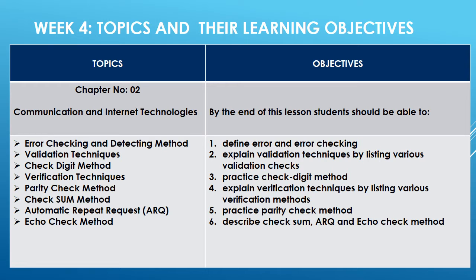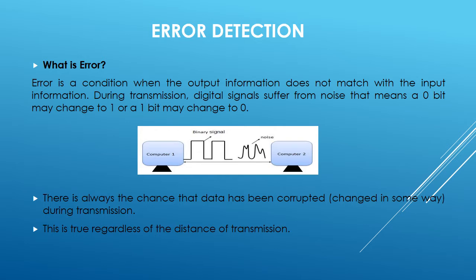So let's start the topic. Error detection. Before detecting an error, we need to know what an error is. Error is a condition when the output information does not match the input information. During transmission, digital signals suffer from noise that can introduce errors in the binary bits traveling from one system to another. That means a 0 bit may be replaced with 1 and a 1 bit may be replaced with 0.